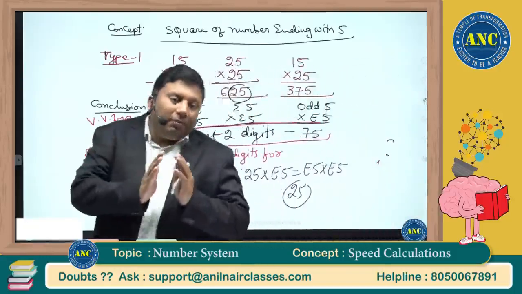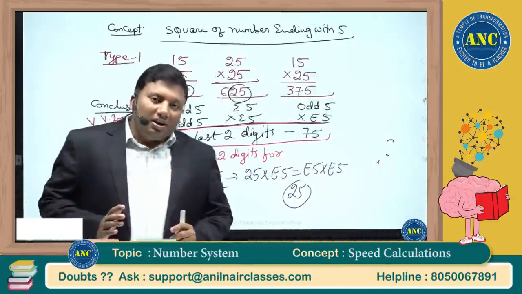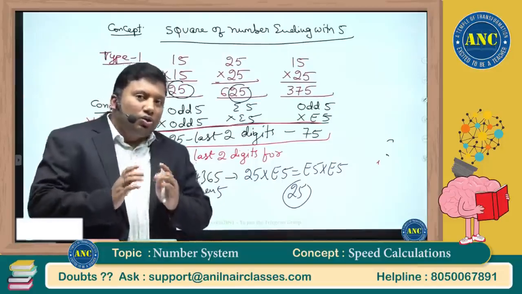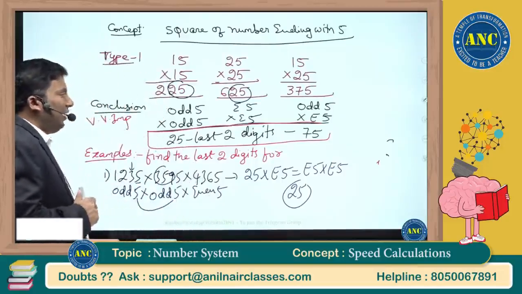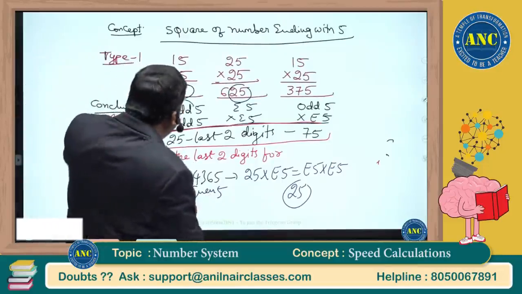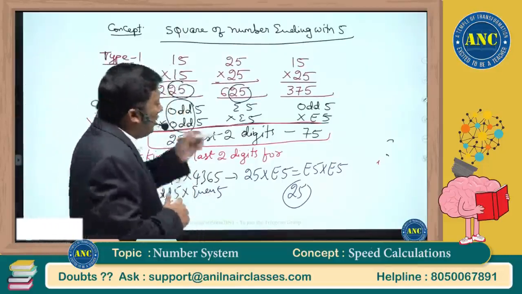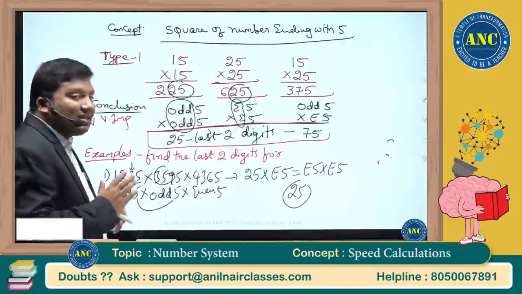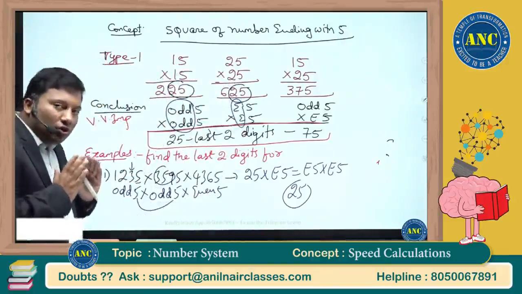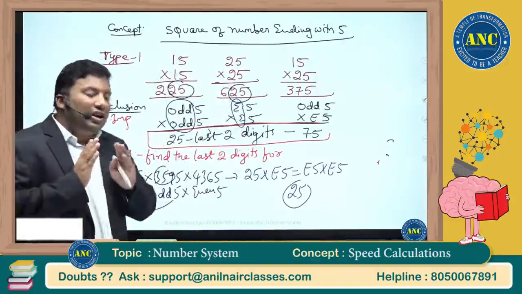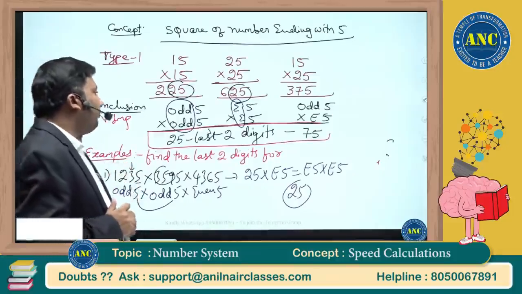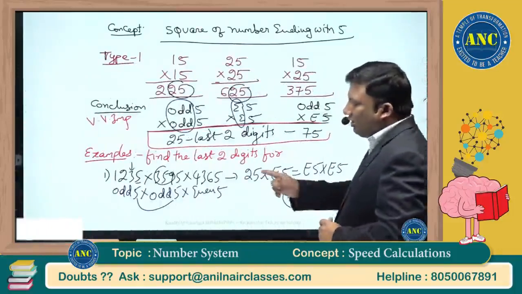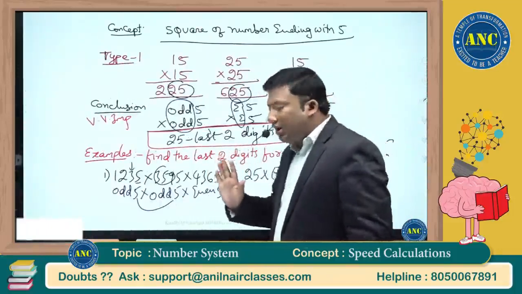25. When two odd numbers ending with 5 are multiplied, or any two even numbers ending with 5 are multiplied, last two digits will be 25. If the tens place has the same parity, if one is odd, another is odd, if one is even, another is even, last two digits will be 25, else it is 75. Odd into odd, ending with 5: 25. Even into even, ending with 5: 25. Odd into even, ending with 5: last two digits is 75. First example clear? Do not check the entire number.